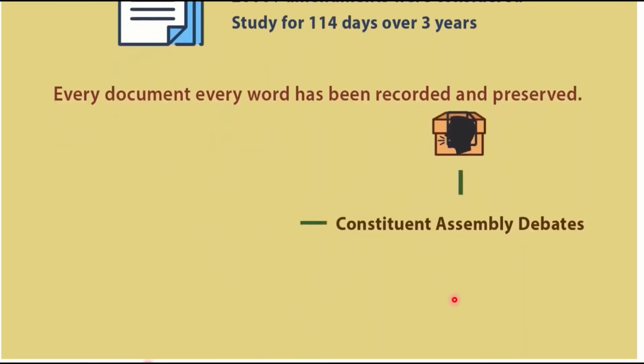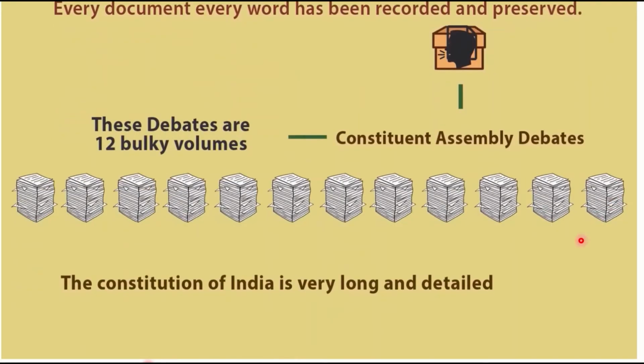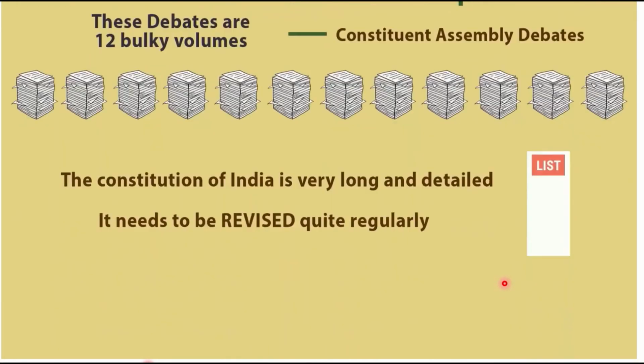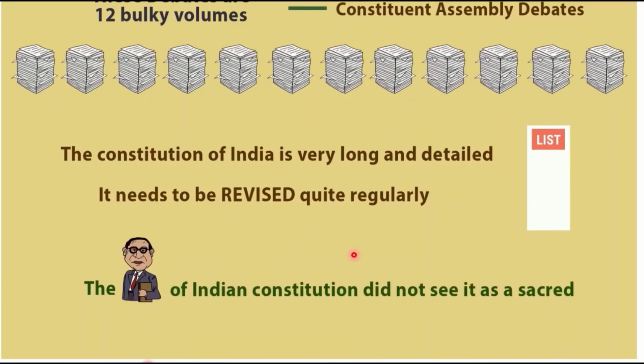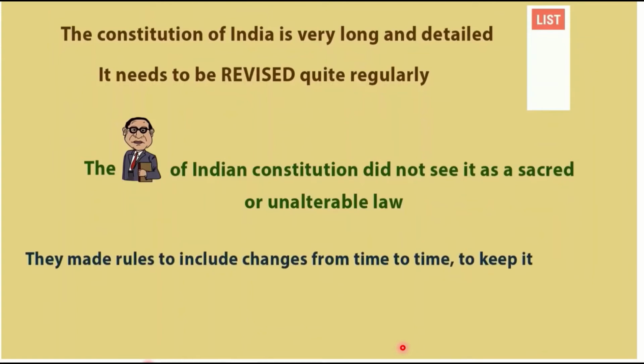The Constitution of India is very long and detailed. Therefore, it needs to be revised regularly. The makers of the Indian Constitution did not see it as a sacred or unalterable law. They made rules to include changes from time to time and keep it updated. These changes are called constitutional amendments.